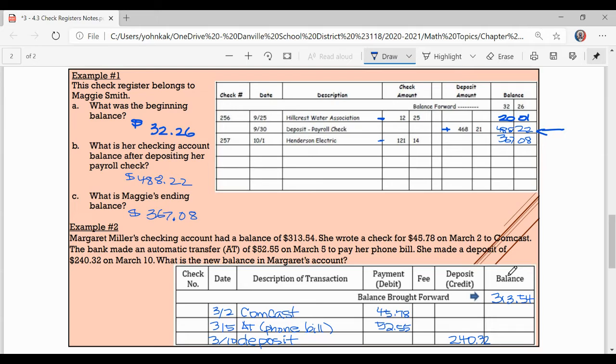What's the new balance? Remember, any payments or debits get subtracted, and any deposits get added. So we're going to do $313.54 minus $45.78, and that gives me $267.76. Then if I subtract the $52.55, that gives me $215.21. And then if I add the deposit, that gives me $455.53.